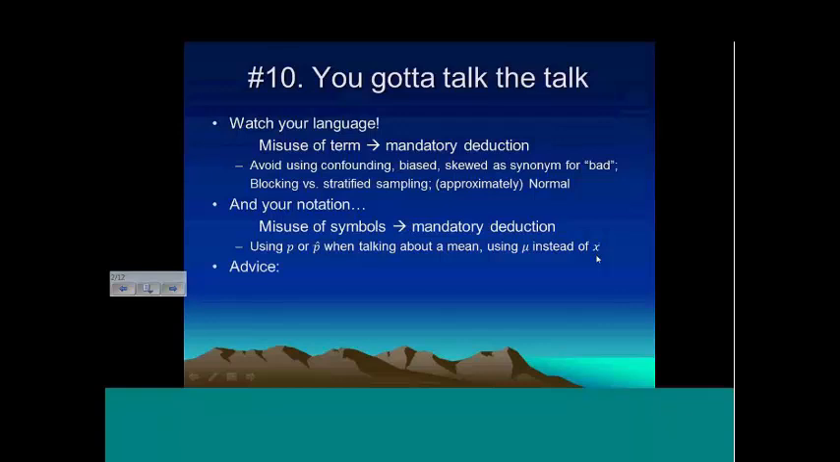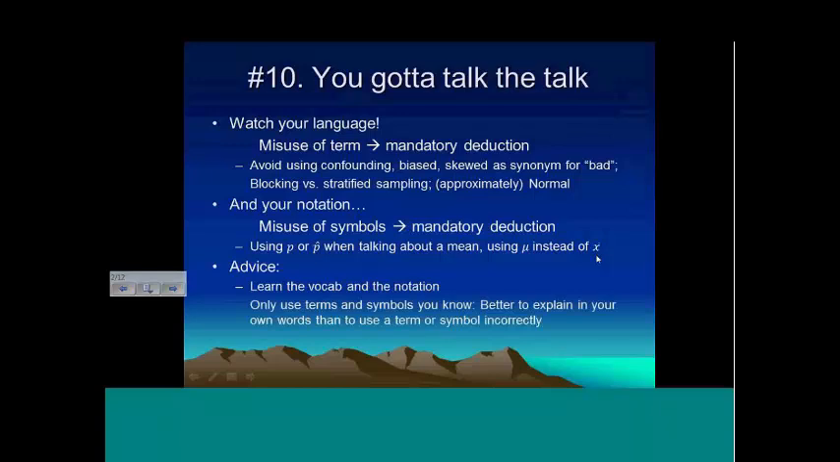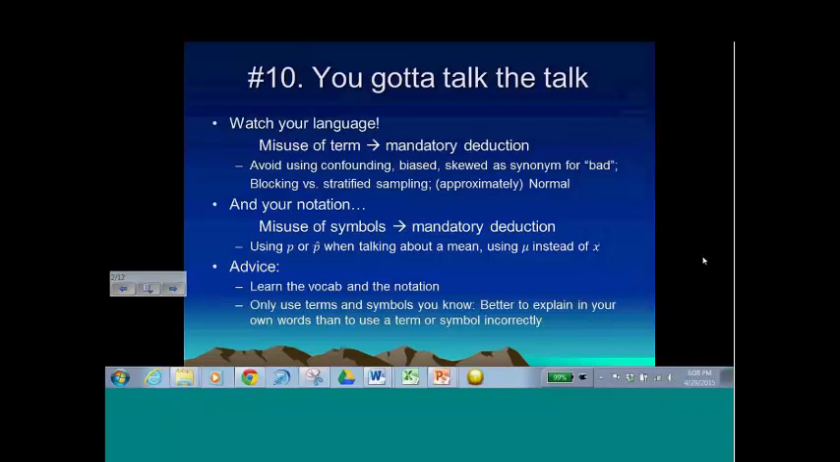Our advice in summarizing, you got to talk the talk. First of all, make sure you're comfortable with the vocabulary and with the notation. Then you don't have to worry about these things. You can use them like a really well-trained statistician. And the other is to only use terms and symbols you know. It's better to explain in your own words than to use a term or a symbol incorrectly. So that's tip number 10. You got to talk the talk.